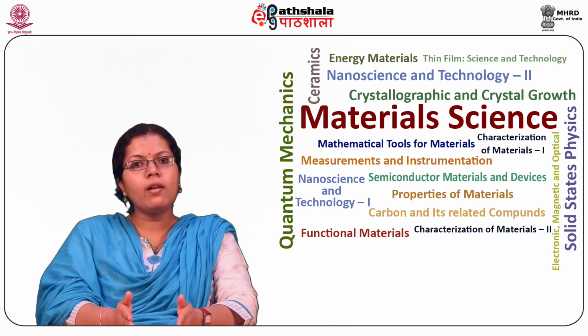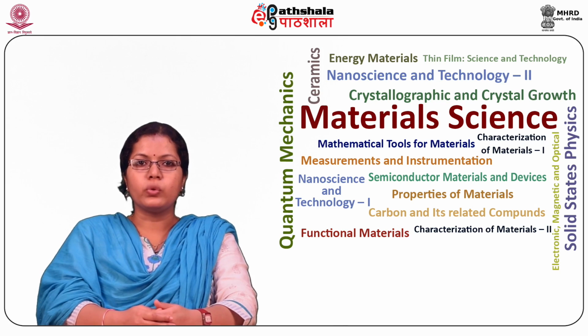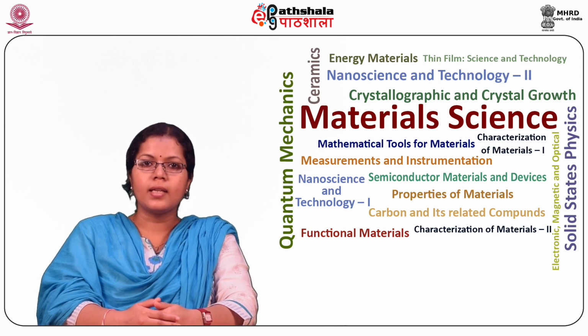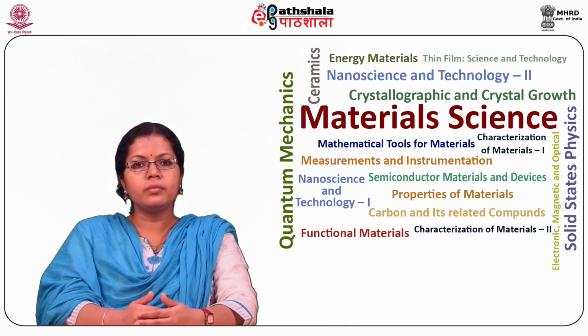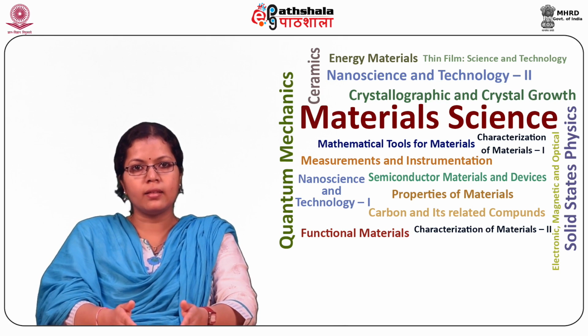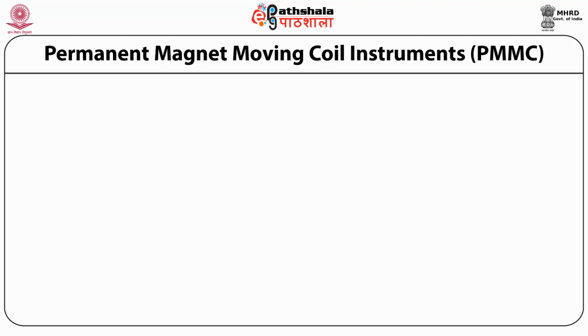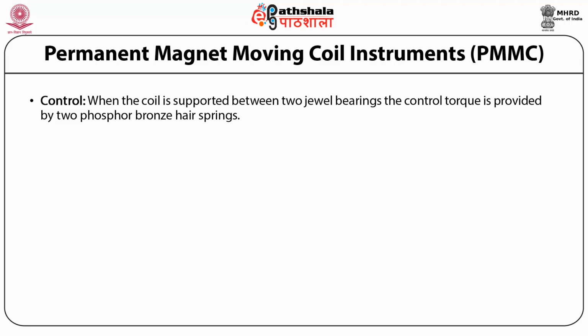Thus, in small instruments, it is possible to use a small coil having a small number of turns, and hence a reduction in volume is achieved. Alternatively, in instruments having a large scale length, it is possible to increase the air gap length to accommodate a large number of turns. Students, the next feature of the PMMC is the control.